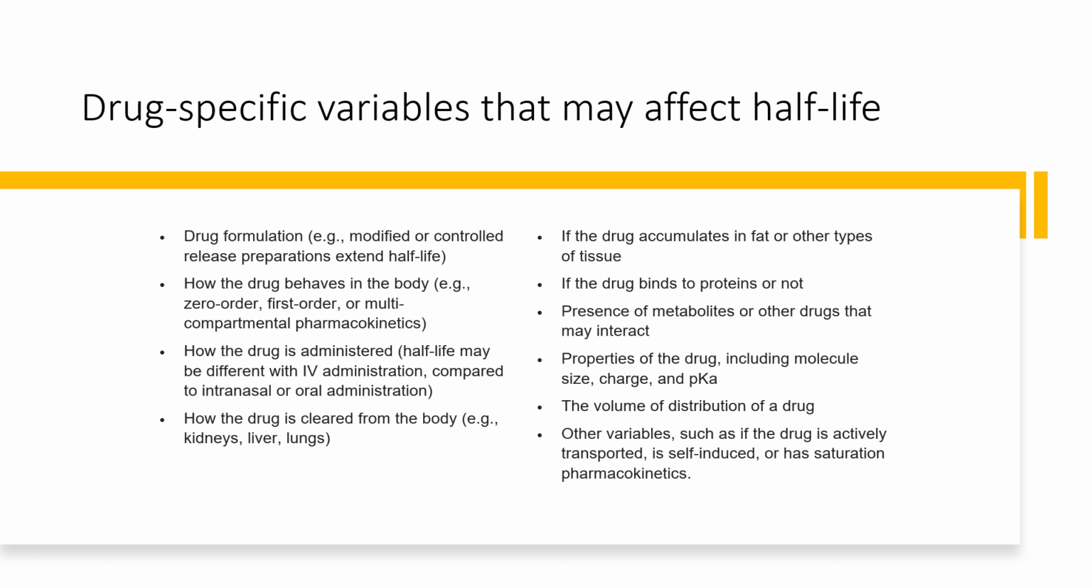And here you see some of the drug-specific variables that may affect half-life, including the drug formulation, if it's an immediate release versus a controlled release, how the drug behaves in the body, meaning what sort of pharmacokinetics the product has, if it's a zero order, first order, the drug's volume of distribution, does it get into the fat tissue or not, how it accumulates in the body, for example, if the drug binds to proteins or not, does it have metabolites, is it a prodrug that needs to be first converted to the active, and many other variables of how a drug is metabolized and cleared from the body based on its properties.